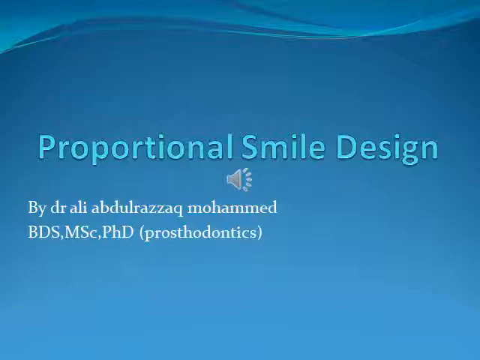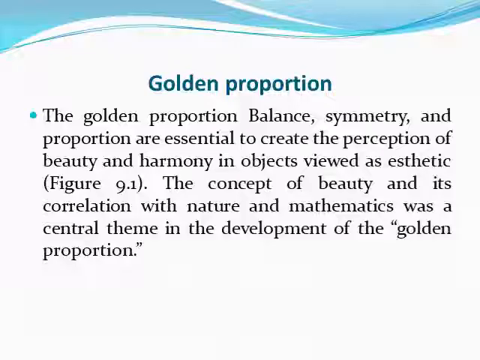It is very important to know how to make the aesthetic smile and the ideal smile for each patient. So in this lecture we are going to discuss the theories for obtaining the width of the 6 anterior teeth. The golden proportion, as we know: balance, symmetry and proportion are very essential to create the perception of beauty and harmony in objects viewed as aesthetics. This concept of beauty and its correlation to nature and mathematics was known as the golden proportion.